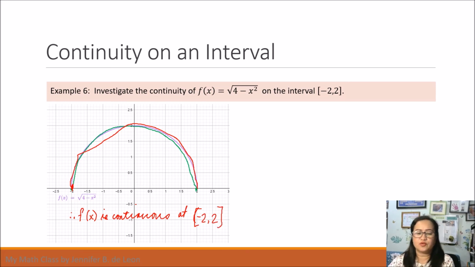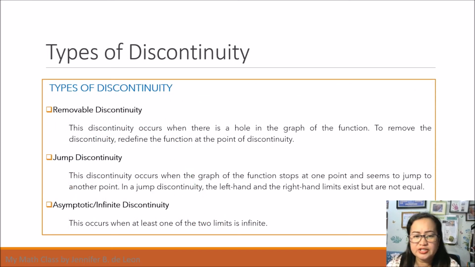As you can see, we have been discussing continuity using different examples, and some of these are not continuous; in other words, they exhibit discontinuity at a number or at an interval. This can be classified into 3 types of discontinuity. First, the removable discontinuity. Second, the jump discontinuity. Then the last one is the asymptotic or infinite discontinuity. Let's define each one.